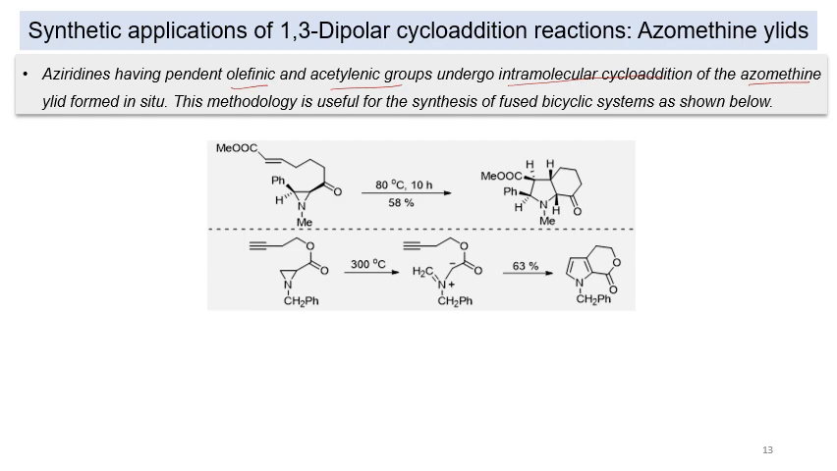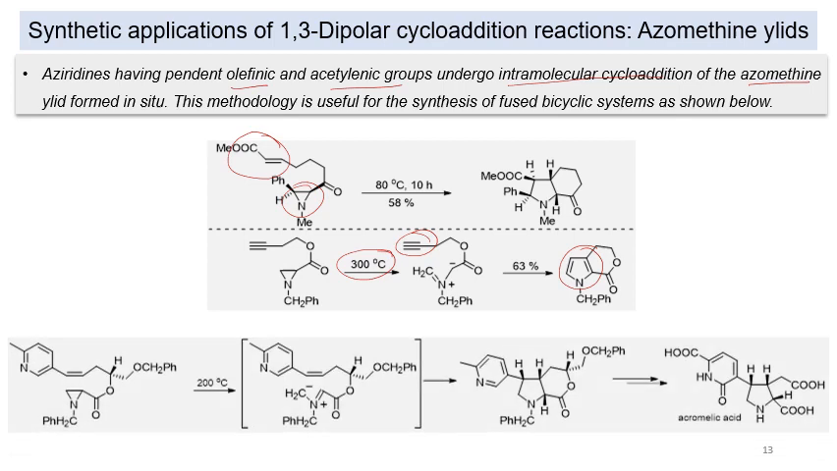So you can see here in the first case, a thermal electrocyclic ring opening of this aziridine leads to a 1,3 dipole, which traps this dipolarophile to give you this fused 5,6 fused ring system. Similarly, in the second case, once again, this is heated at very high temperatures to give you a thermal ring opening of the aziridine, leading to a dipolar cycloaddition with the acetylene, thereby leading to a pyrrole which is fused to this six-membered ring system.